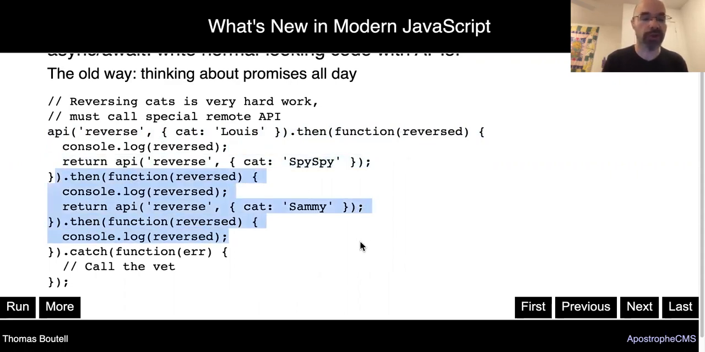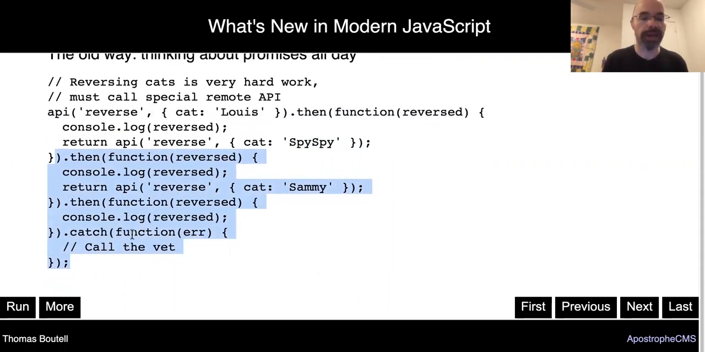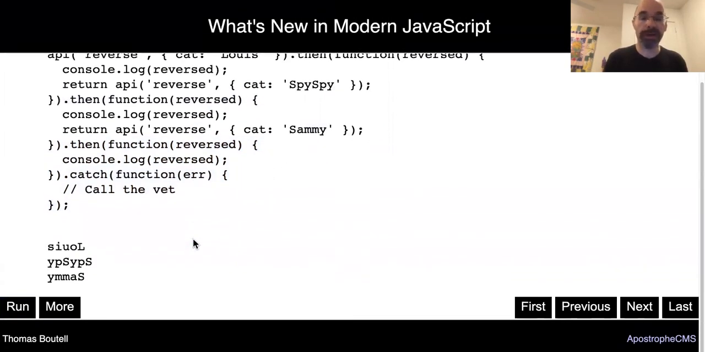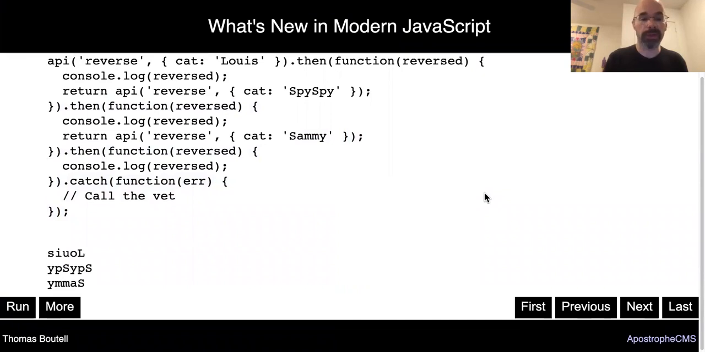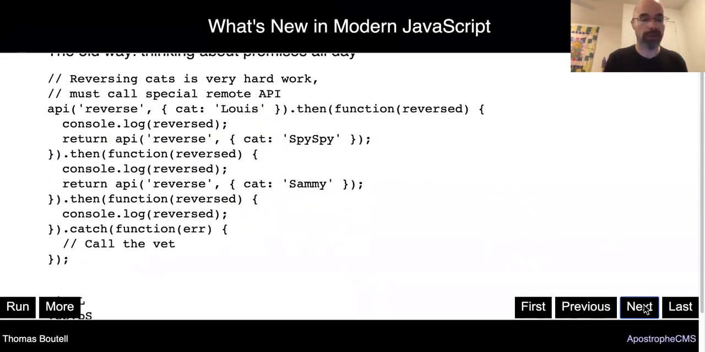So I can create this chain, and at the end I can call .catch, which is just like using an exception handler, only for promises. A lot of us have seen this before, have worked with this before. It does work, and it was an improvement on raw callbacks, but it's still pretty painful. So let's look at how modern JavaScript puts this together.